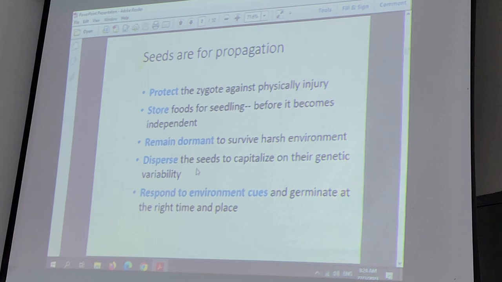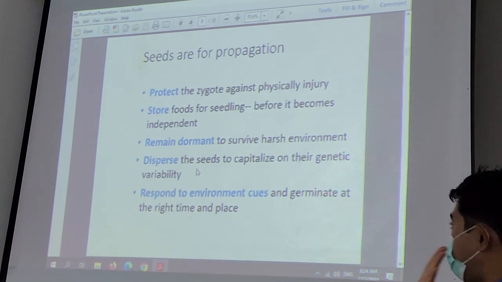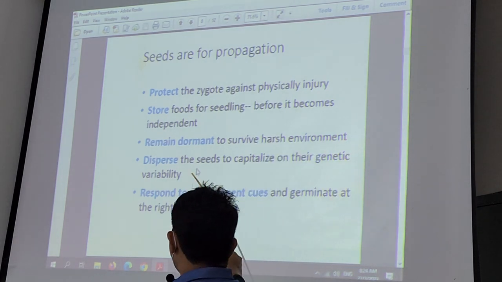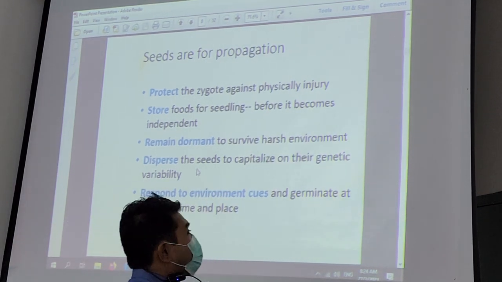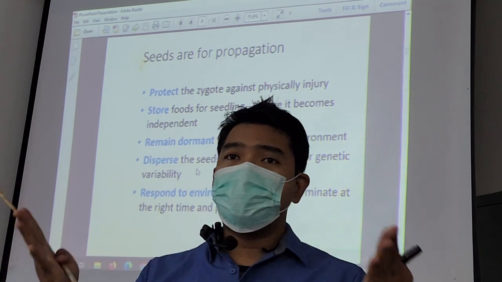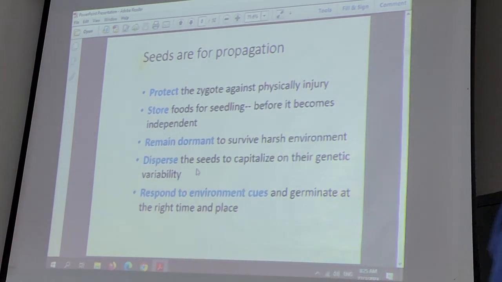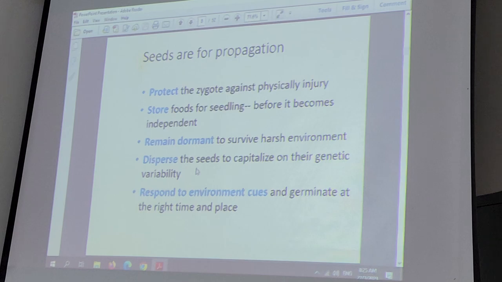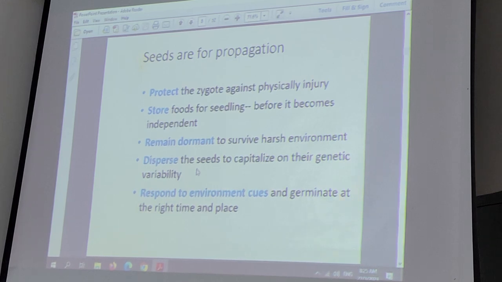And seeds also needs to be in the right kind of shape to get dispersed. Seeds dispersal. Why needs to be dispersed? Why seeds need to be dispersed? Why wouldn't it just grow next to mom or dad?